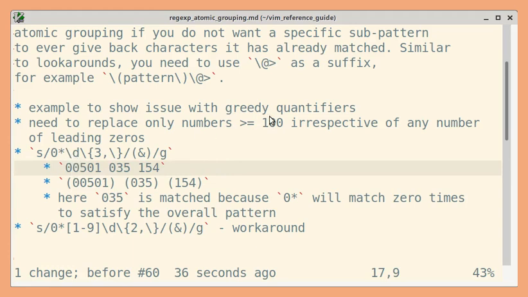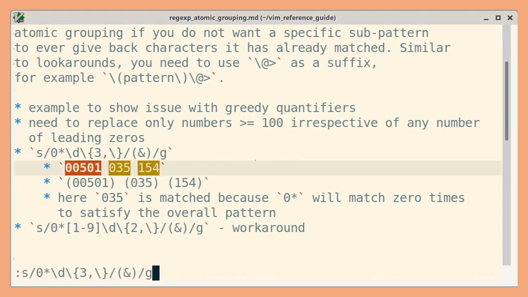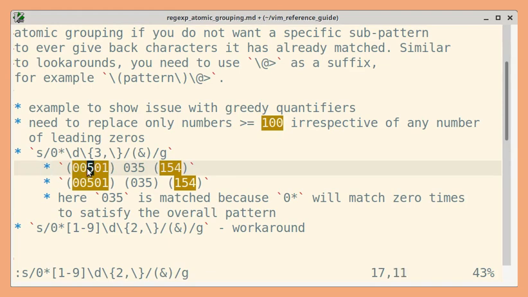If we wanted to stick with greedy quantifiers, we can change this pattern a little bit. So instead of matching a digit character at the start, we can change it to 1 to 9. So now 0 star and 1 to 9 cannot conflict. Whatever this has matched will play no role when it comes to matching 1 to 9. So one digit is taken care here. So we need to reduce this to 2. So now you can see only these two numbers are surrounded by parentheses.